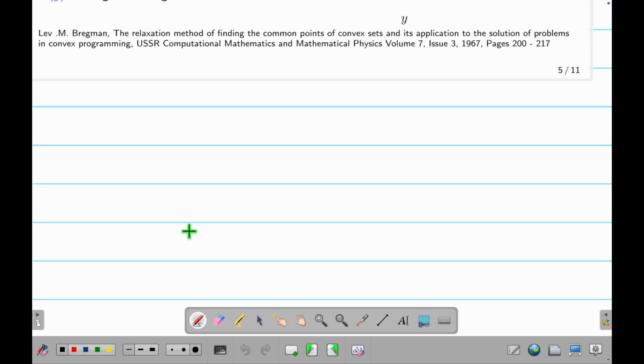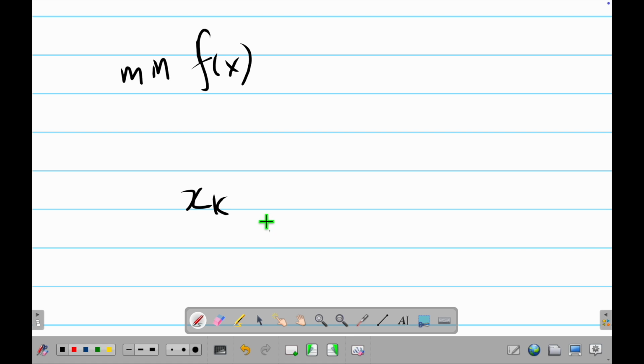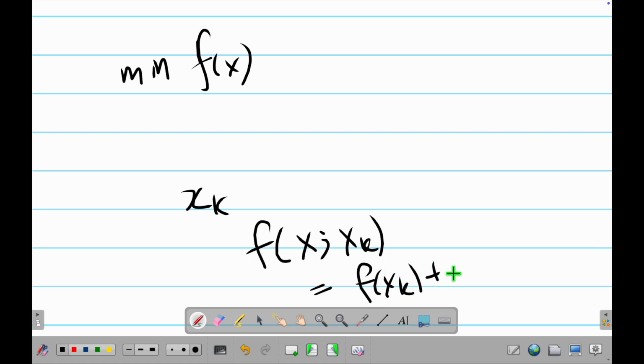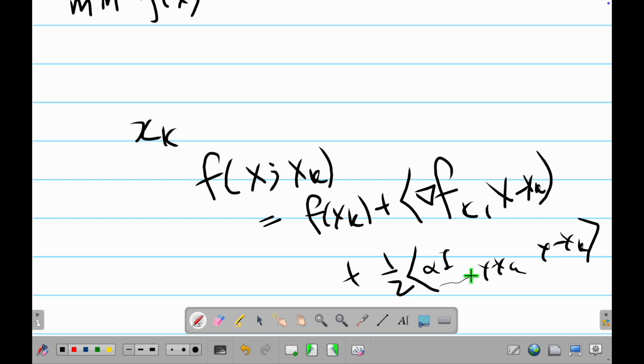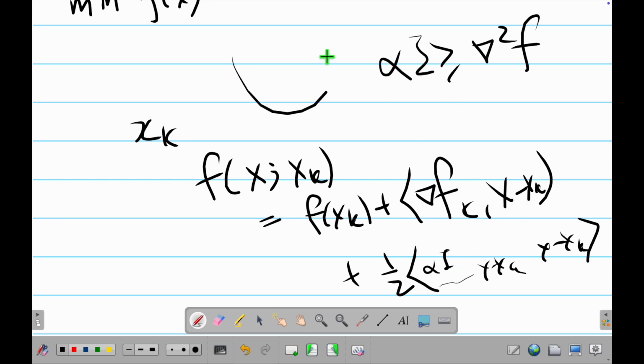Actually, I talked about this somewhere in gradient descent. Remember, I want to minimize this. How do I minimize this? At iteration xk, I build this as f of xk plus the linear term, and then I have a quadratic term, x minus xk, with alpha I, the step size. I need to make sure my alpha is larger than the Hessian. Then this is above my function.